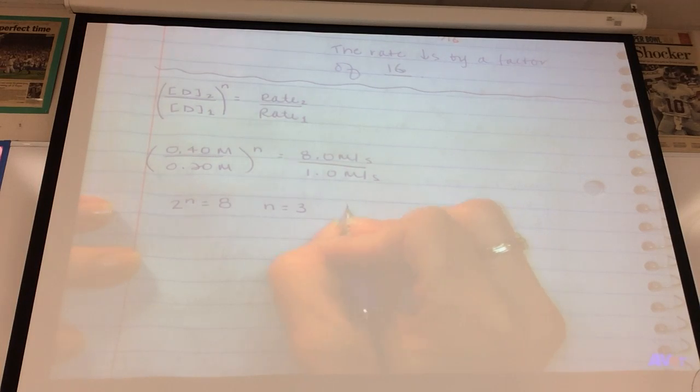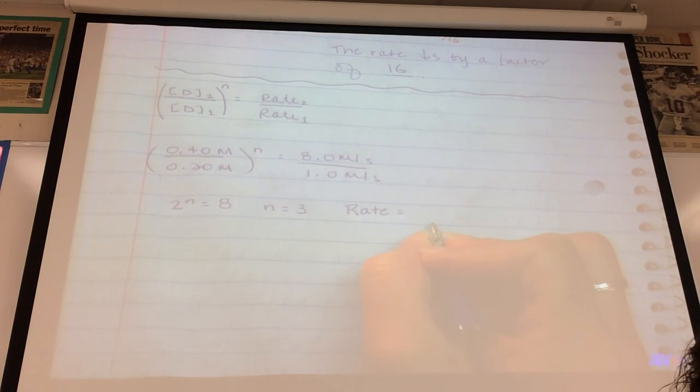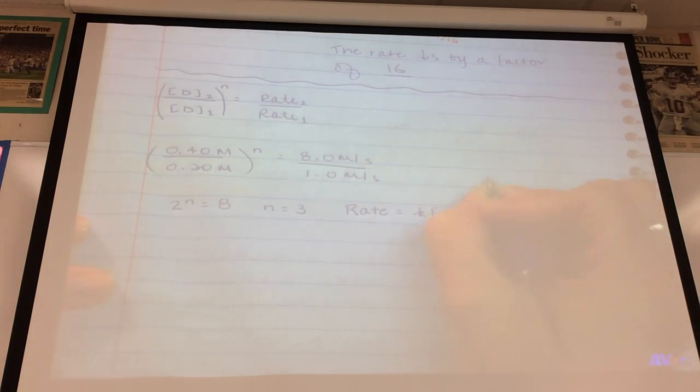You're writing a rate law. You write rate. What letter do you put after the equal sign? Lowercase k. Concentration of the reactant raised to the third power. So third order with respect to D.